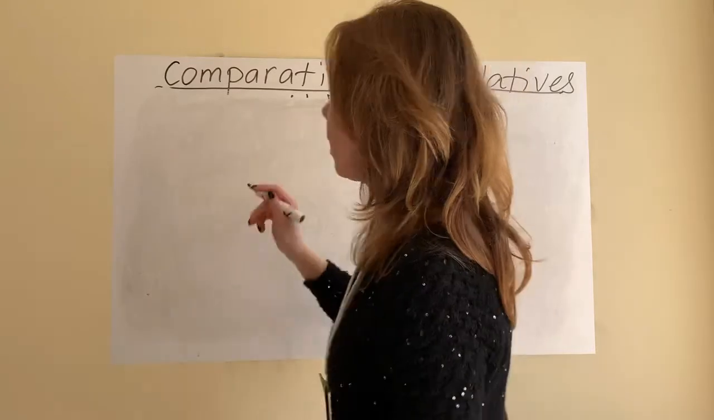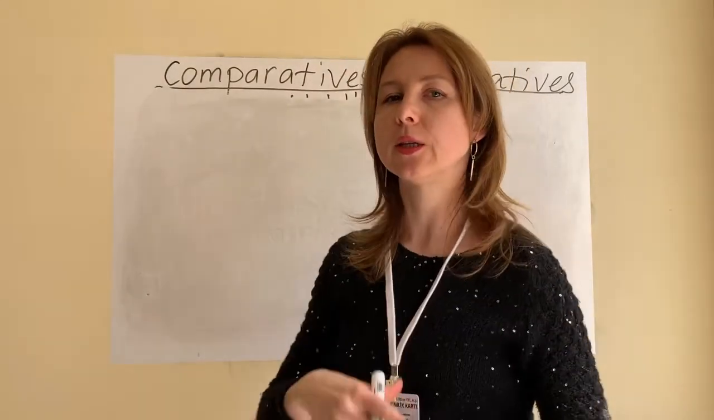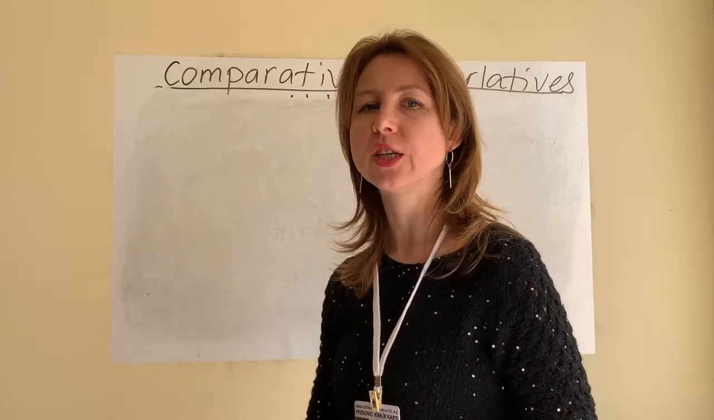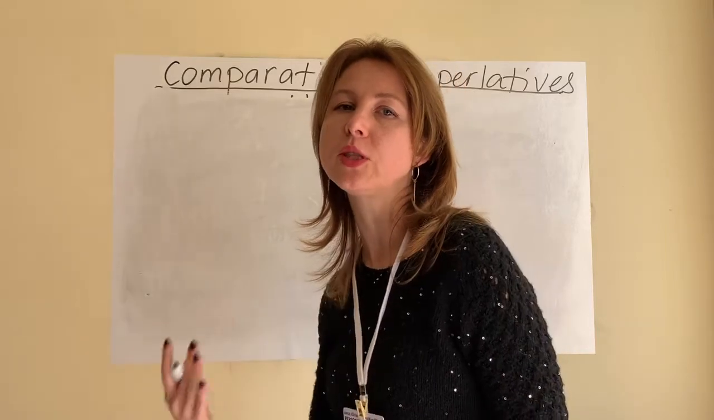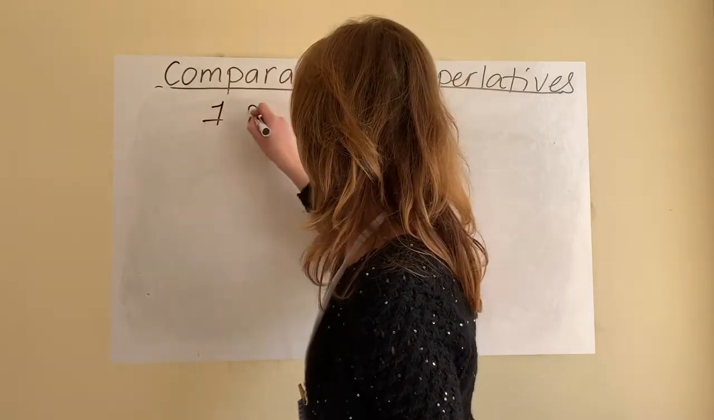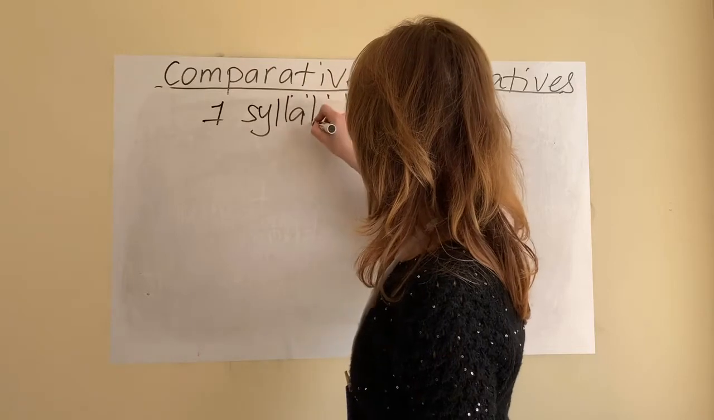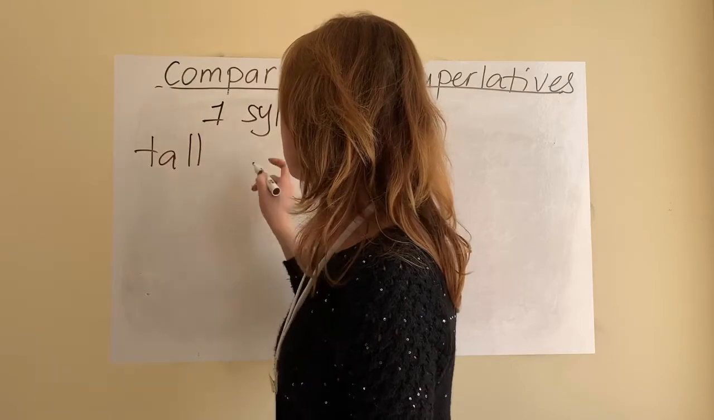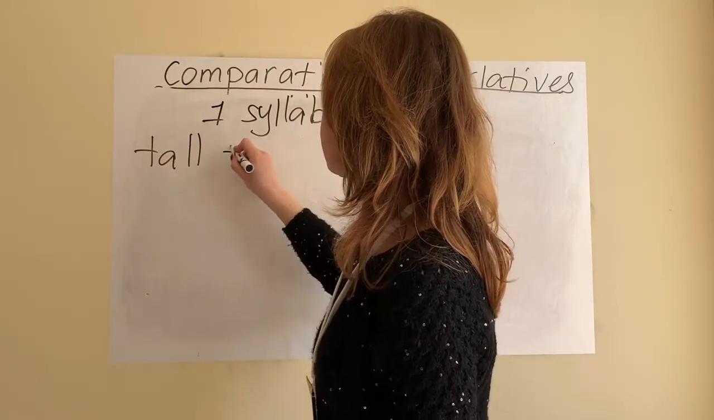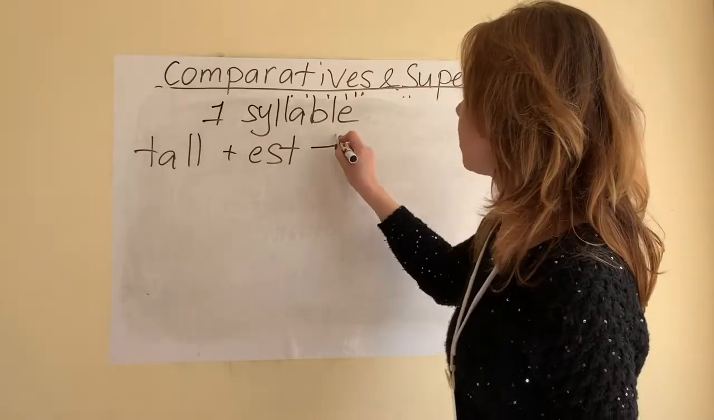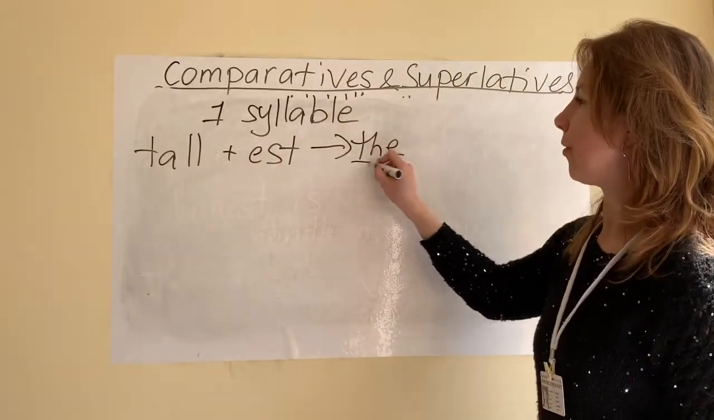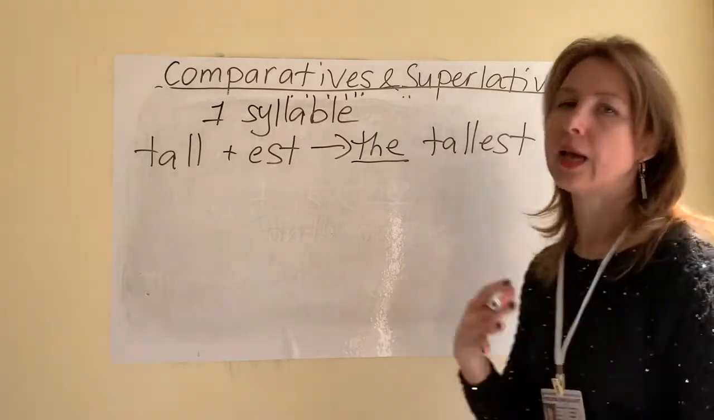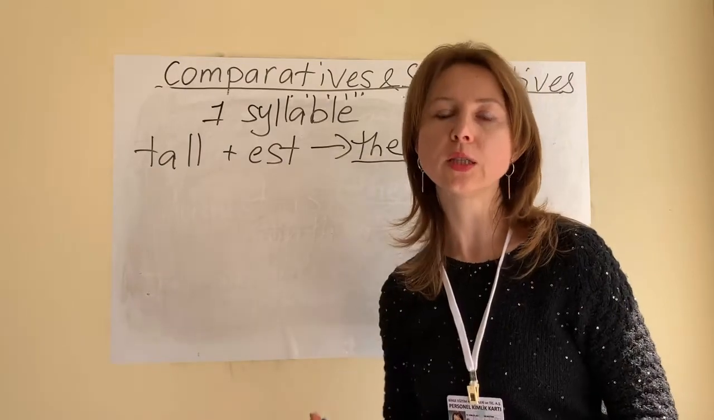So, again, first of all we have a look and decide whether the adjective is one syllable or two syllables or more. So with one syllable adjectives, again, let's take tall. We add the est ending, and don't forget that we also need to use the. So we have the tallest. Yeah, like Ahmed is the tallest student in the class.